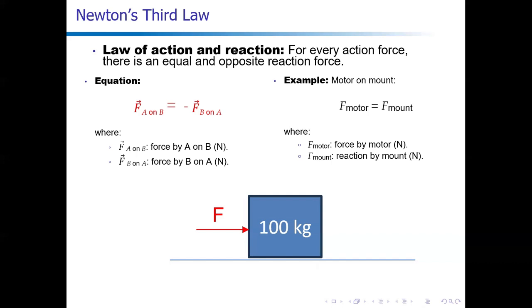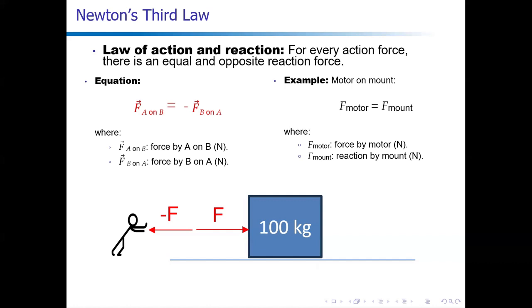This means if object A pushes on object B with a certain force, then object B pushes back on object A with a force of the same magnitude, but in the opposite direction. Let's take this example. A person is pushing on a 100-kilogram box. The person exerts a left to right force on the box, but at the same time, the box is pushing back on the person with an equal right to left force. That's why when you push something heavy, you feel it push back. It's not imaginary. It's the reaction force acting upon you.